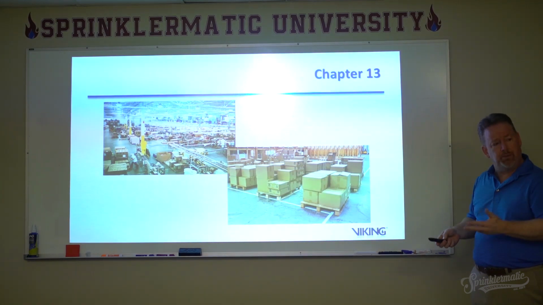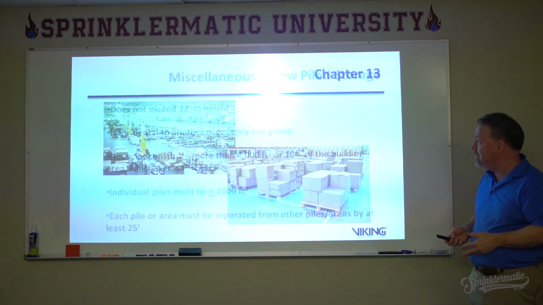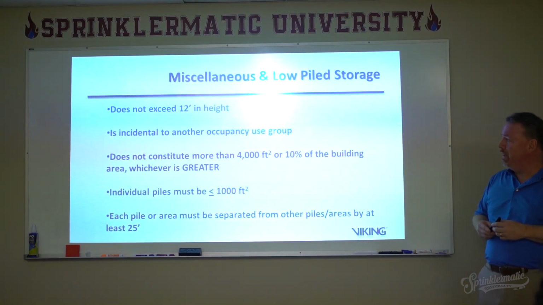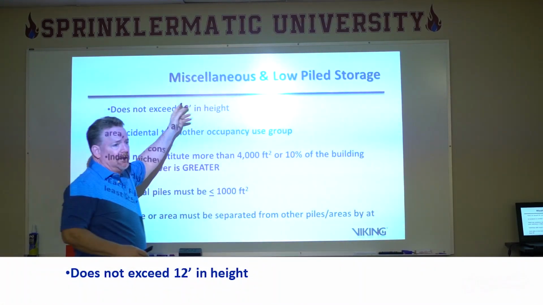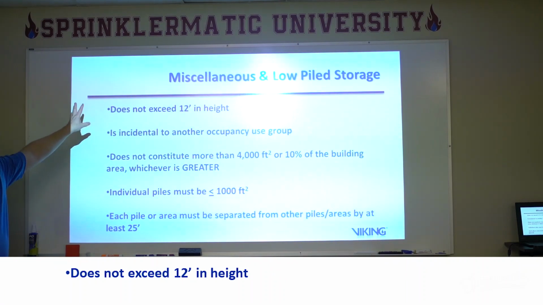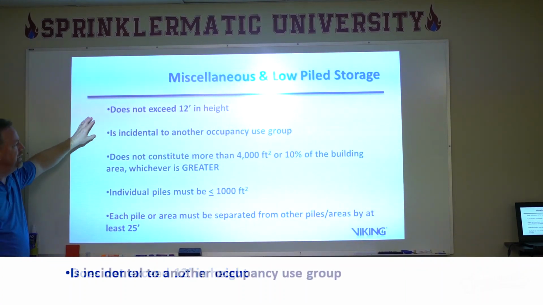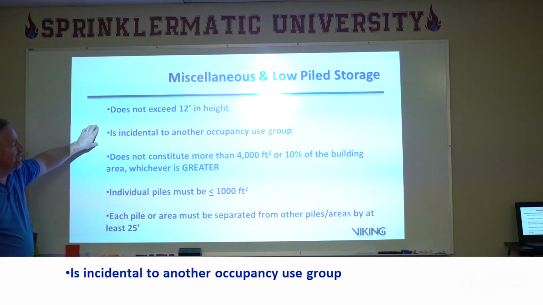But it's low pile. So what do we do with it? What we're going to find is miscellaneous and low pile storage. First of all, it doesn't exceed 12 feet in height, because once it does, then we're off into the storage requirements, Chapter 14, 15, 16, or 17. It's incidental to the other occupancy.